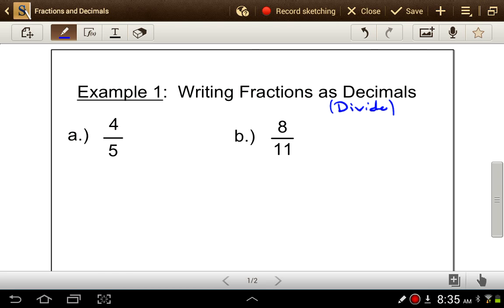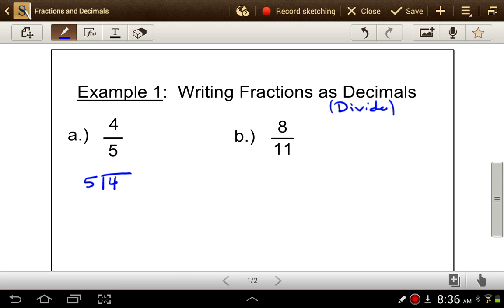So when I'm going to do my long division for my first example here, A, 4/5, the 4 goes on the inside, the 5 goes on the outside. You should know that this answer is going to be less than 1 because my fraction is less than 1. So my answer has to be less than 1. If you start doing this and your answer is greater than 1, you should stop and find the mistake that you made.